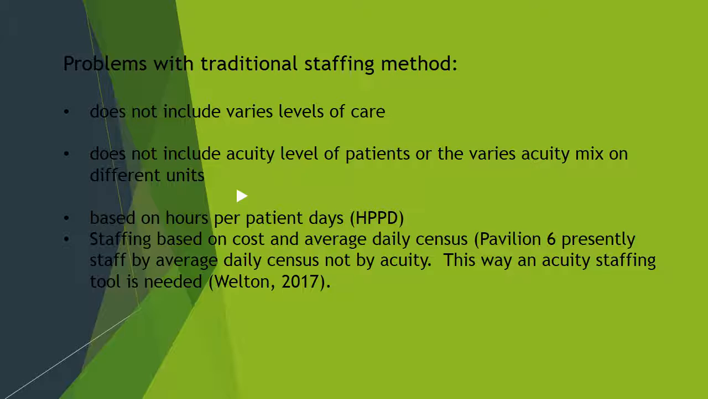There are problems that you may have with staffing the traditional method. These may include, does not include different levels of patient care. It does not include acuity level of patient or complexity of the patient. And the HPPD staffing is based on cost and average daily census. At the present time, this is what Pavilion 6 is staffed by according to HPPD.